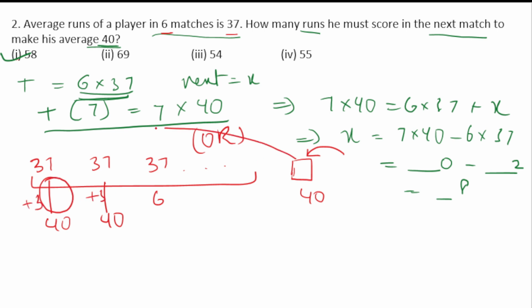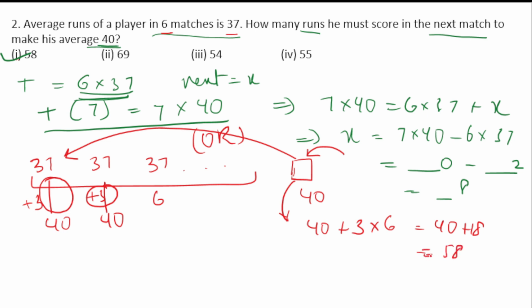Okay, in the next match he should score number of runs so that he can give 3 runs to each of the matches. So what should be the new score? It is new average plus number of runs he should give, 3, to how many matches? 6. So this is 40 plus 18. It is 58. Okay. So the number of runs in the next match should be 58. Next one.